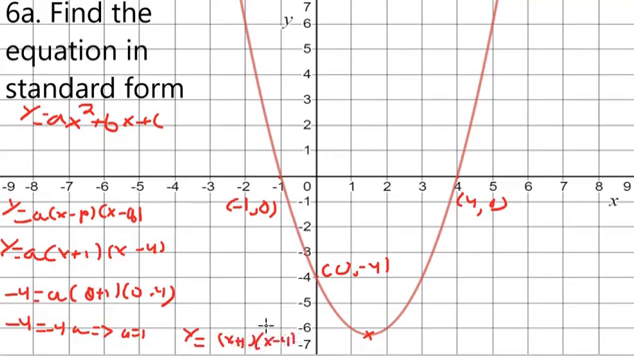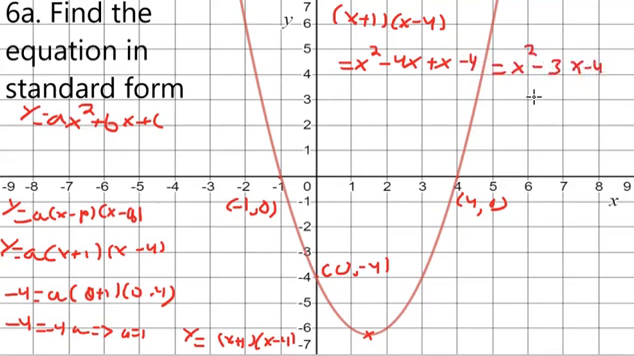And now all I have to do is convert that into standard form. So the way I'm going to do that is I'm going to distribute x plus 1 times x minus 4 to get x squared, then x times negative 4, which is minus 4x, plus 1 times x, which is x, and then minus 4, which simplifies to x squared minus 3x minus 4. So my final answer is y equals x squared minus 3x minus 4.